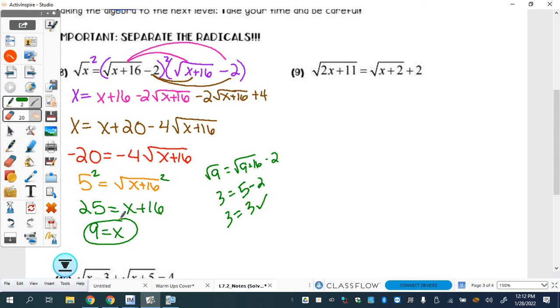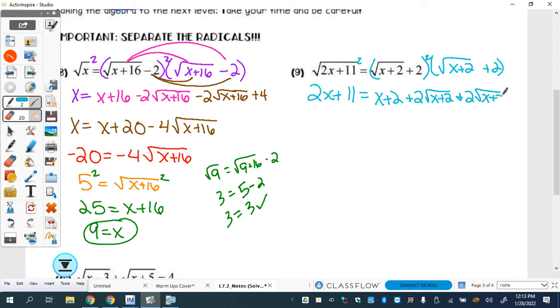So same thing with number 9. Our radicals are as isolated as I can possibly get them. That +2, I just keep switching it back and forth to the other side, but it's not really going to do much of anything. So I'm going to square both sides. So 2x plus 11 equals x plus 2 plus 2 radical x plus 2 plus 2 radical x plus 2 plus 4. Yeah, I'm just distributing.